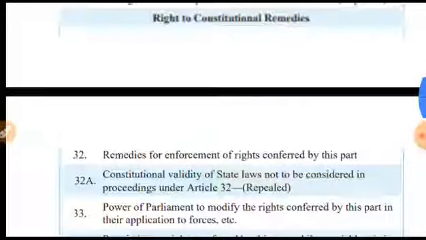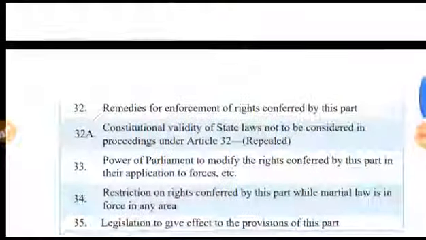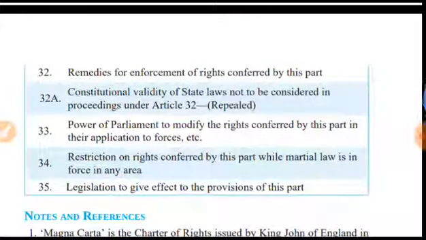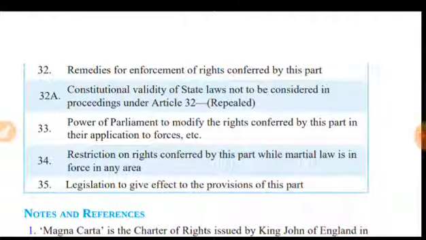Here last is the right to constitutional remedies, Articles 32 to 35. Article 32 is mainly remedies for enforcement of rights conferred by this part. Article 32A, constitutional validity of state laws not to be considered in proceedings under Article 32, is repealed.